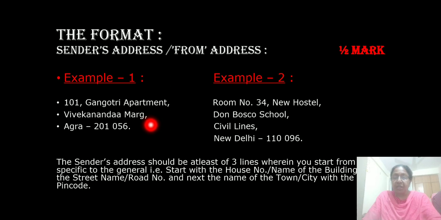So you start from the specific to the general. That is, you start with the house number or the name of the building, then the street, road or place, and next the name of the town. So along with the pin code. Actually, the pin code is not important, but it is good to write it. You may choose to avoid it too.